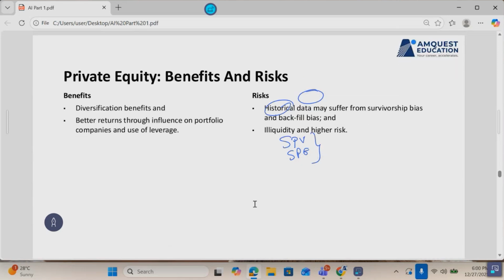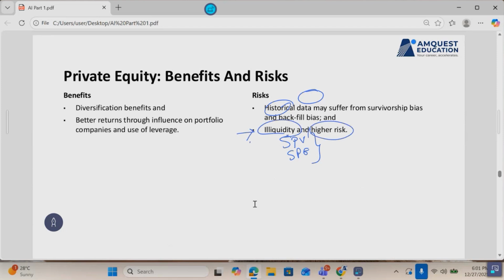Now, some of the benefits of private equity: the biggest benefit is that it is diversifying your portfolio because it has a different set of risks and rewards, right? And obviously, they give you better returns. Private equity gives a much higher return, but the risk is also very high, which becomes a disadvantage. Obviously, don't forget, you're also stuck with that investment because it's not liquid.